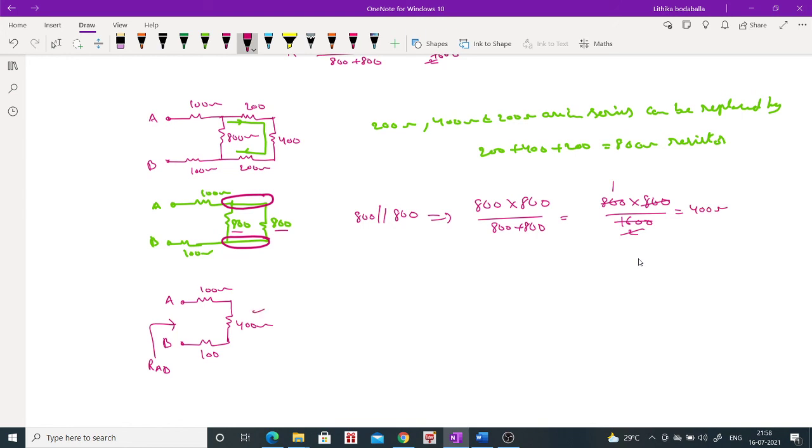Okay, now you see whatever current is coming here has to flow like this only. Means 100 ohms, 400 ohms and 100 ohms are in series. So RAB becomes 100 plus 400 plus 100. Therefore RAB is equal to 600 ohms. This is the solution for this circuit.